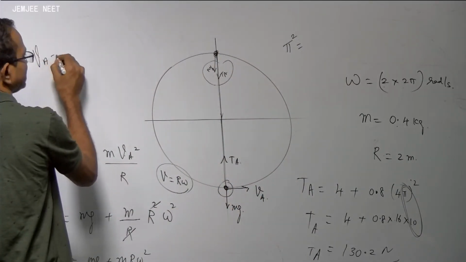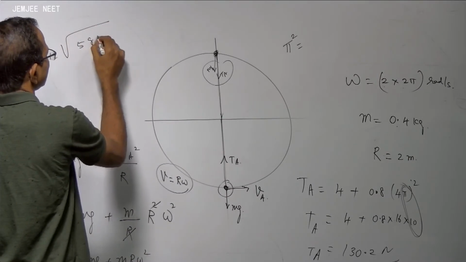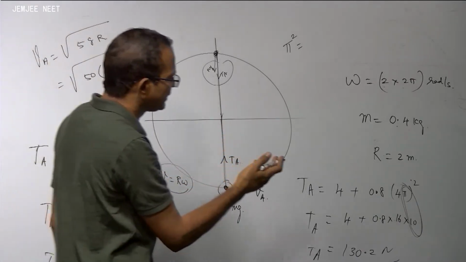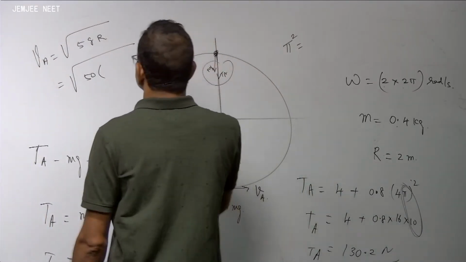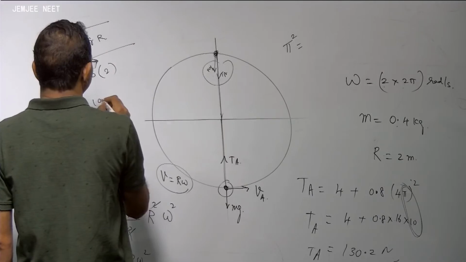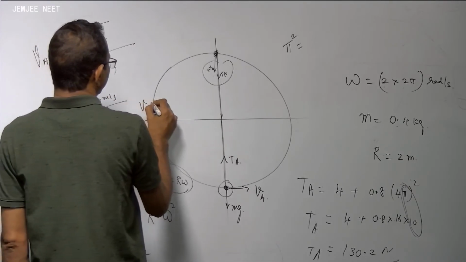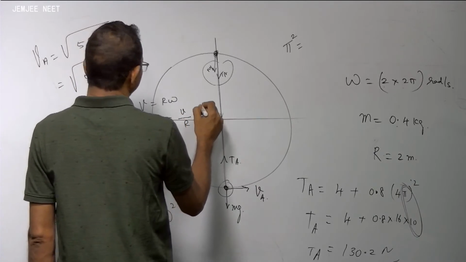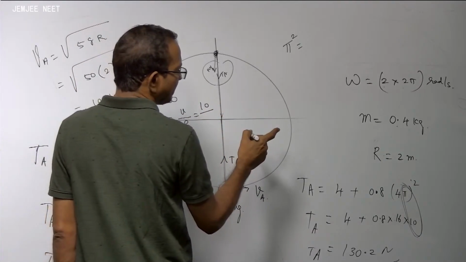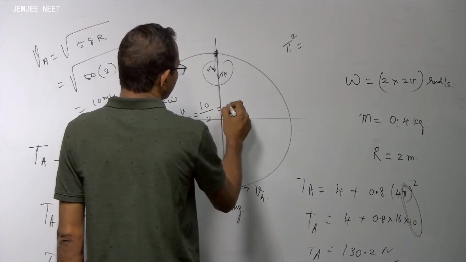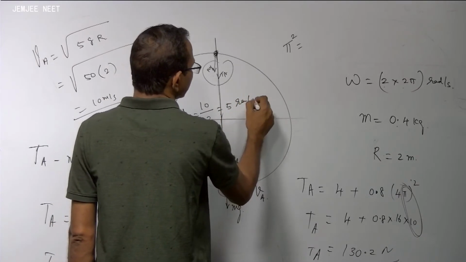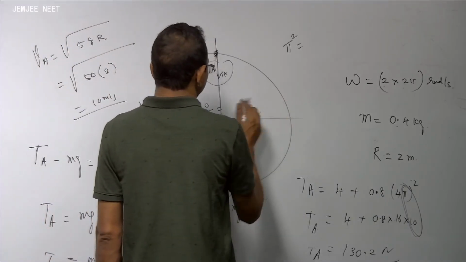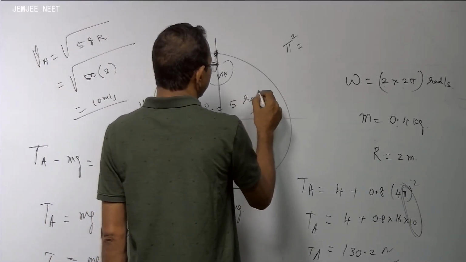VA is equal to square root of 5gR. Square root of 50 into R, how much is given? 2. So 10 meter per second. V is equal to R omega, so omega is equal to V by R. V is 10, R is 2. So 5 radian per second. Sorry kanna, my mistake, 5 radian per second.